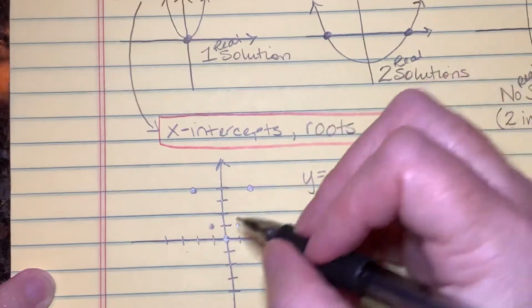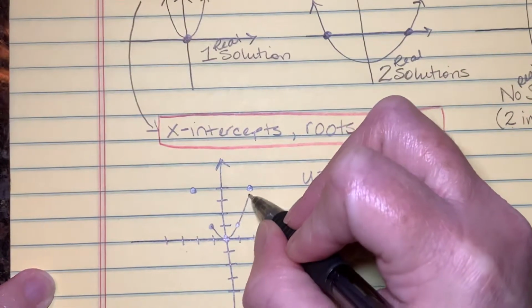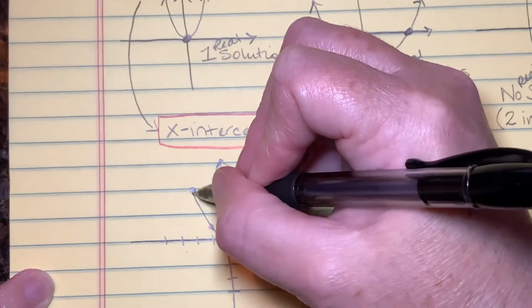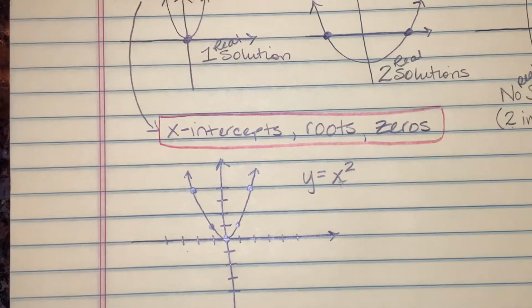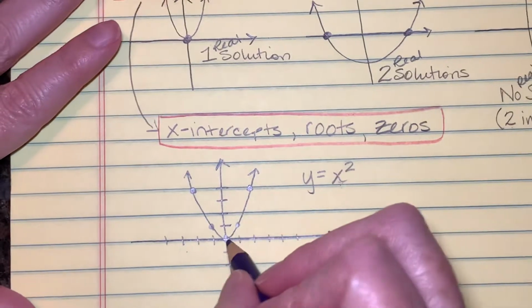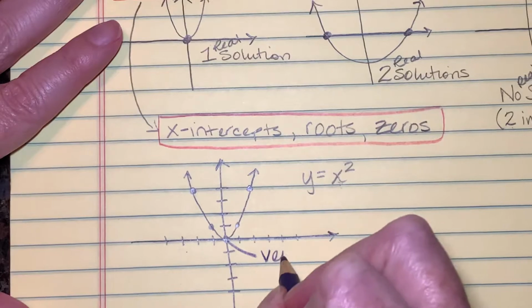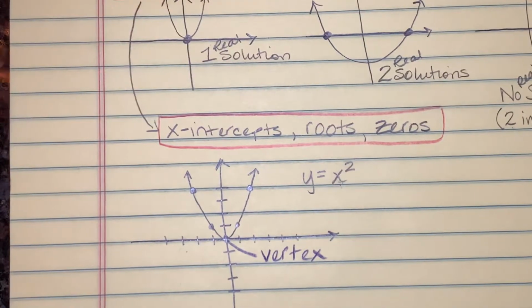And so remember, it's not linear, it does curve, right? And we want to put arrows on it always to show that it goes forever in that direction. So there's our good parabola. Okay, so now we have parts. Let's name them. So this is called the vertex, right? So that's called the vertex.